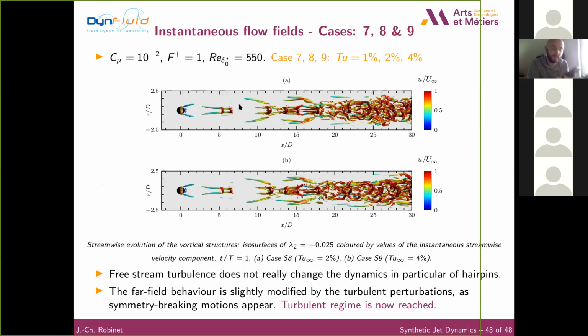If I use this forcing at the inlet, I describe 3 cases. Case 7, I force by 1%, case 8, 2%, and case 9, 4%. And the other parameters are exactly the parameters used for my baseline. The free stream turbulence does not really change the dynamic, but the far field behavior is slightly modified by the turbulent perturbation. And in this case, the symmetry breaking is obtained. The dynamic described previously is exactly the same. But now it's possible to have a real turbulent regime.